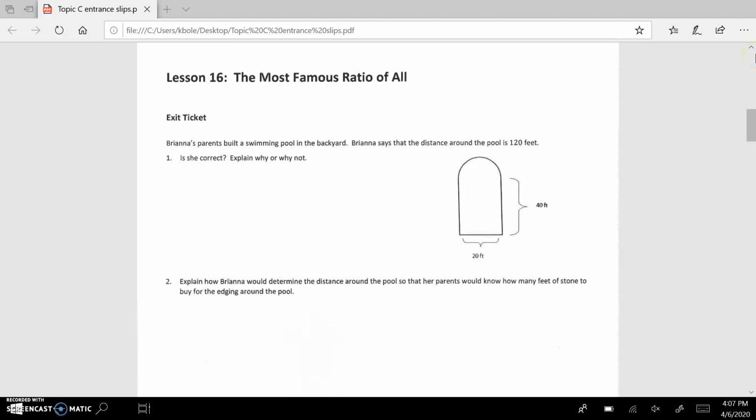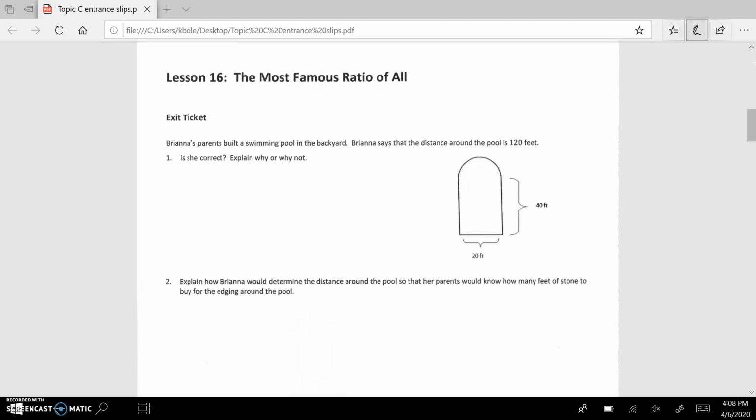Alrighty, here you are on your video for your lesson 16 entrance slips. I'm pretty much just going to go through every problem and show you how I answered it, so that way you can check them and see if my explanation helps with any confusion.